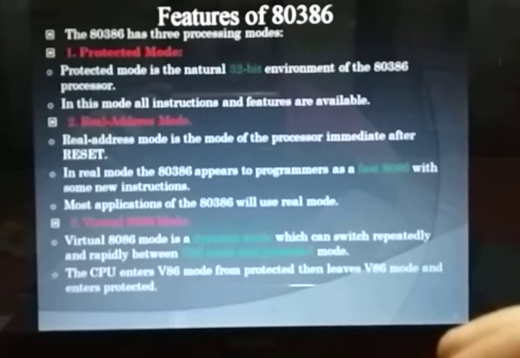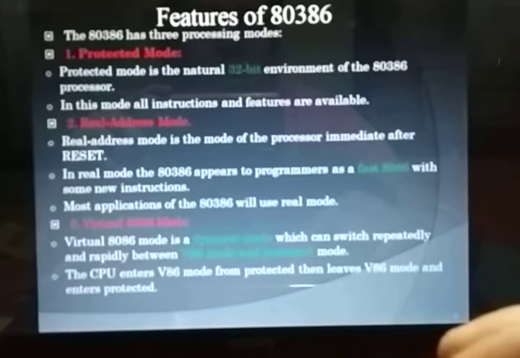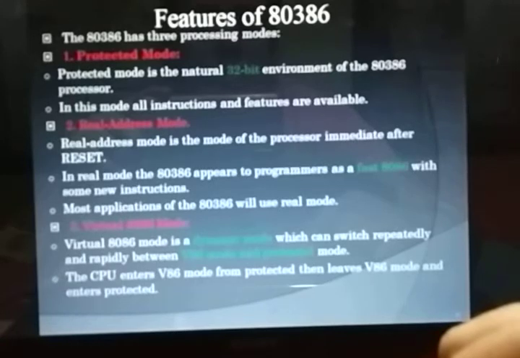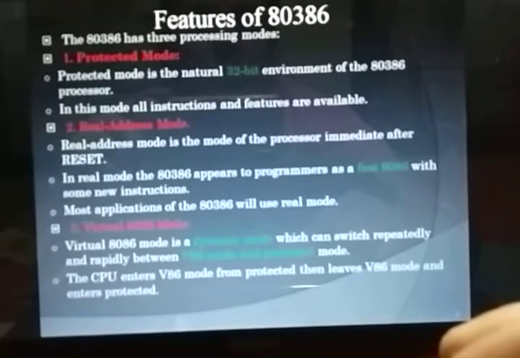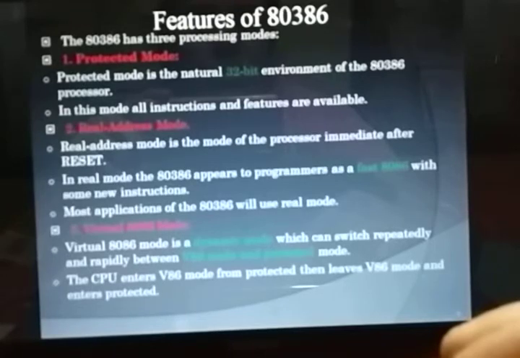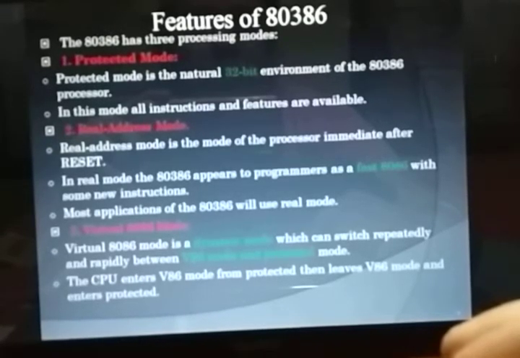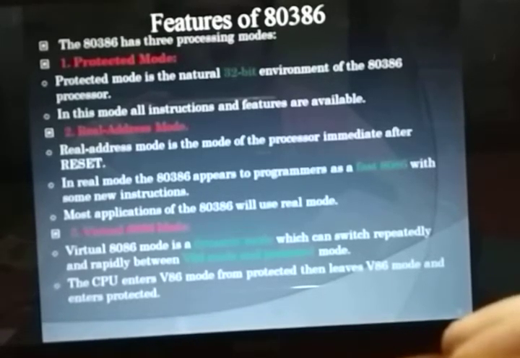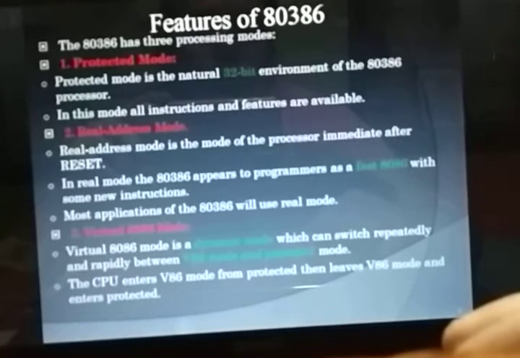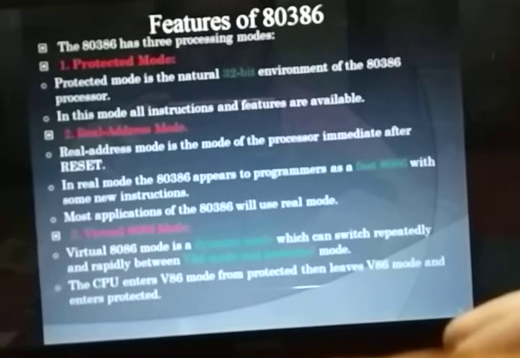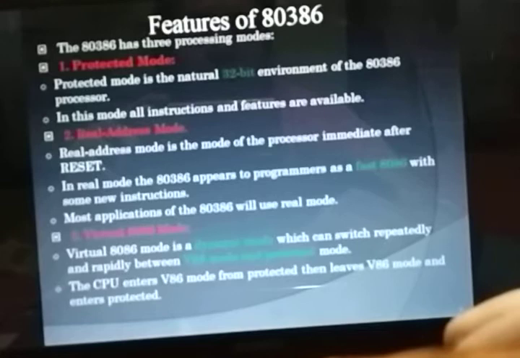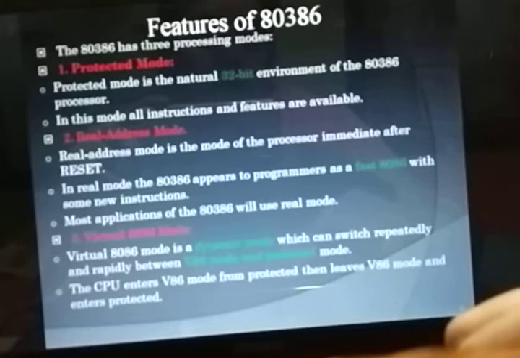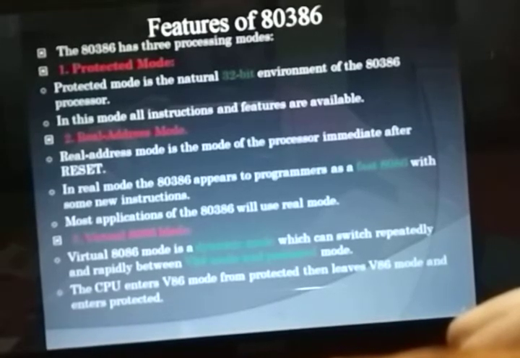Real address mode is the mode of the processor immediately after reset. In real mode, the 80386 appears to programmers as a fast 8086 with some new instructions. Most applications of the 80386 will use real mode. Means whenever you initialize your 80386 processor, it first comes into real addressing mode, then into protected mode. If your processor is in real addressing mode, it will not utilize all the features of the 80386, like multitasking, protection, paging, etc.